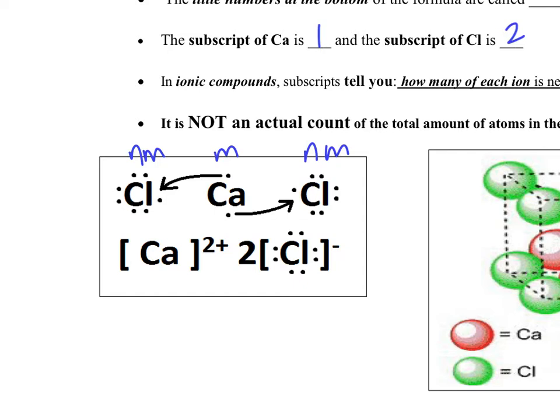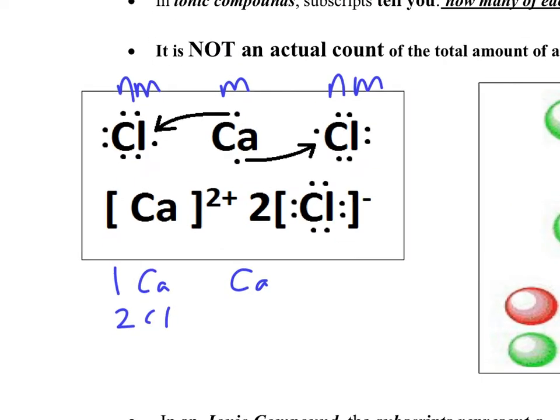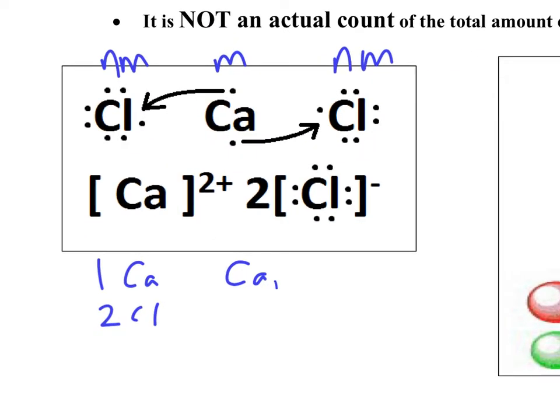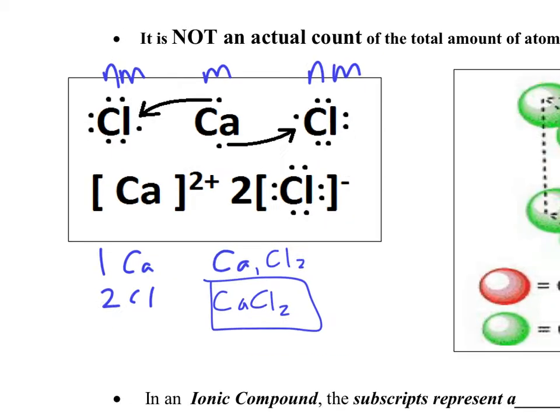So this formula would have 1 calcium, 2 chlorines. So I would use subscripts to imply how many I have. So 1 calcium, 2 chlorines. Now this 1 is implied. So most commonly you'll see it written as CaCl2. The 1 is implied. We do not typically write it.